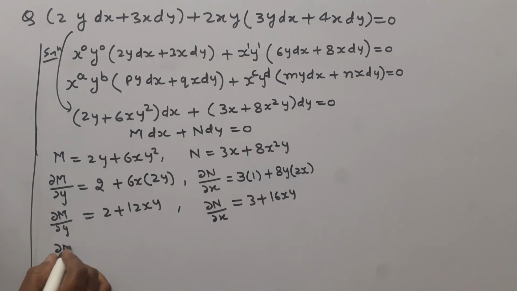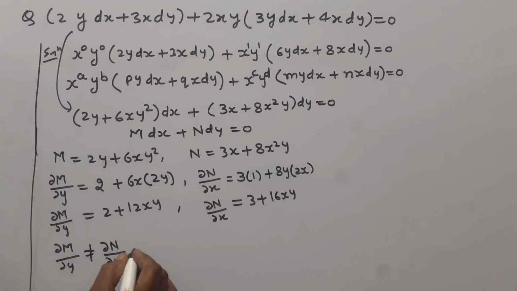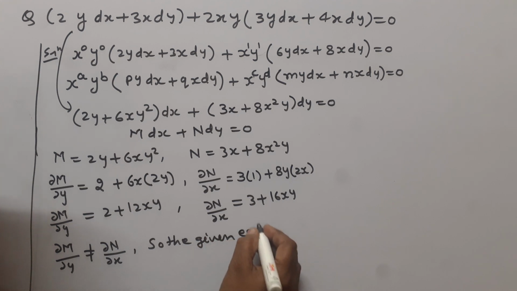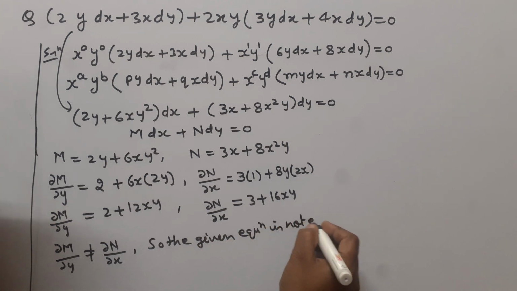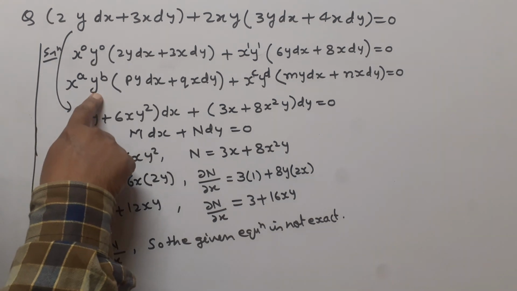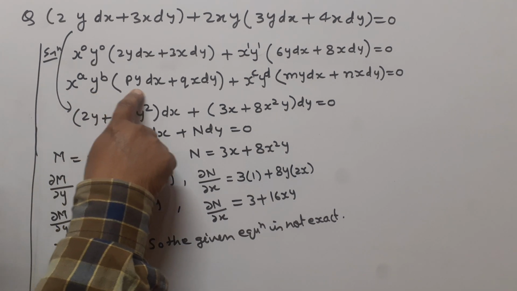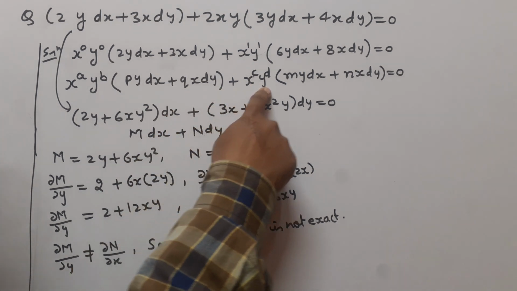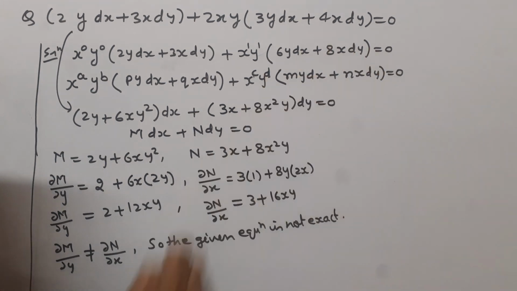We can see here ∂M/∂y is not equal to ∂N/∂x. So the given equation is not exact. But we can see that the given differential equation can be written in the form x^a y^b (py dx + qx dy) plus x^c y^d (my dx + nx dy) equal to 0.